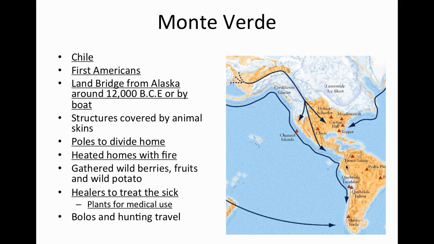They were very, I think, sophisticated. Their homes had kind of organization. They would use poles to divide their home into different rooms. They would heat their homes with fire. They too were nomadic. They were hunters and gatherers. And they did use local plants for medical use. So they were sophisticated in a sense, and they also used those bolos. So that's the Monteverde people.